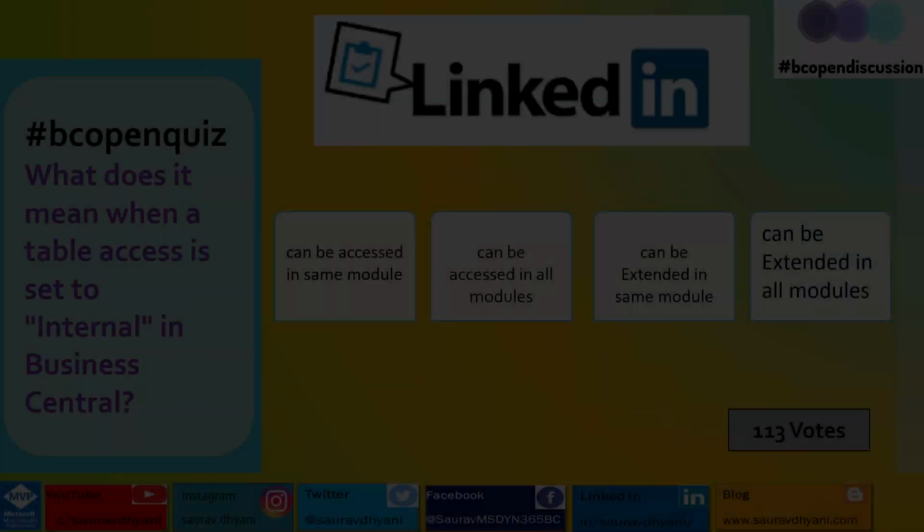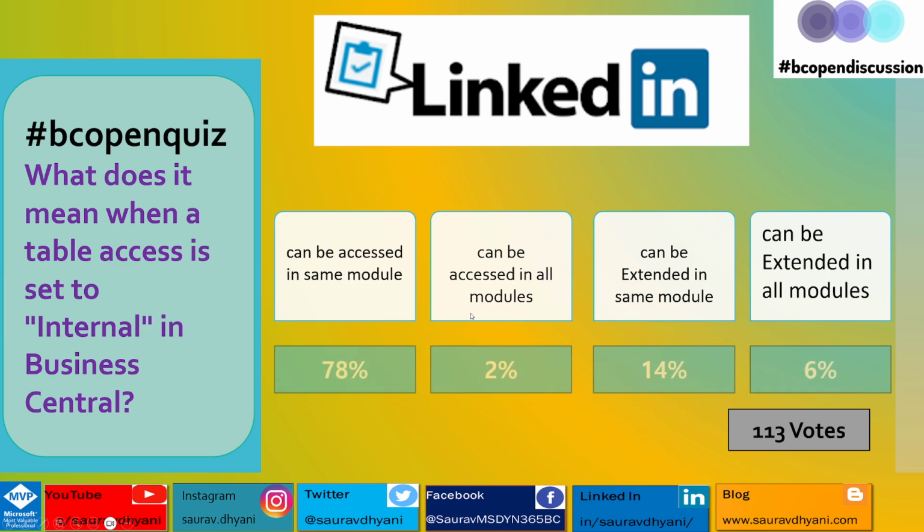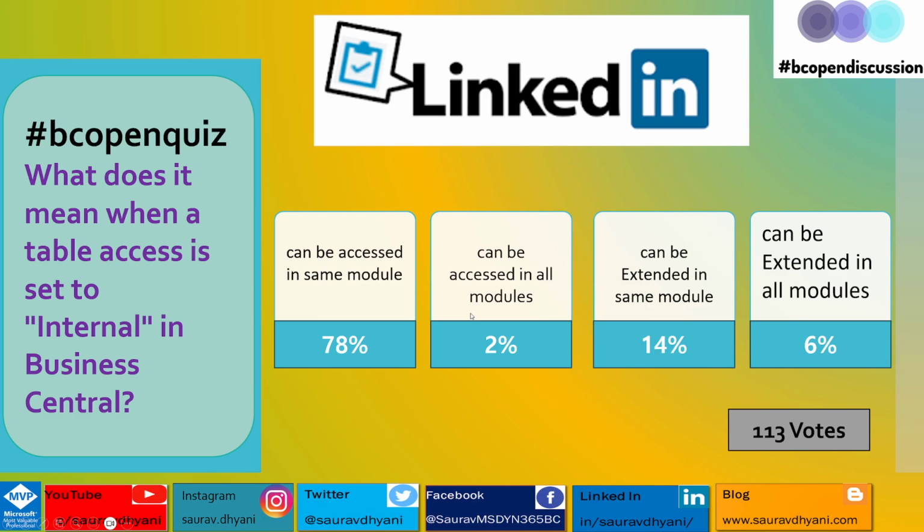Okay, moving to the next question. What does it mean when a table is set to access as internal in Business Central? With 113 votes, 17% of people thought that if a table is set to internal, it can be accessed in the same module, where 2% of people thought that it can be accessed in all modules. 14% of people thought it can be extended in the same module, and 6% of people thought it can be extended in all the modules.